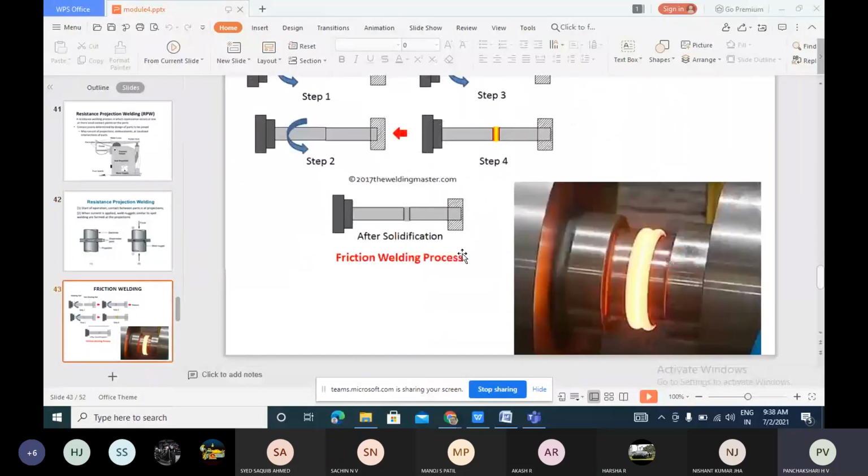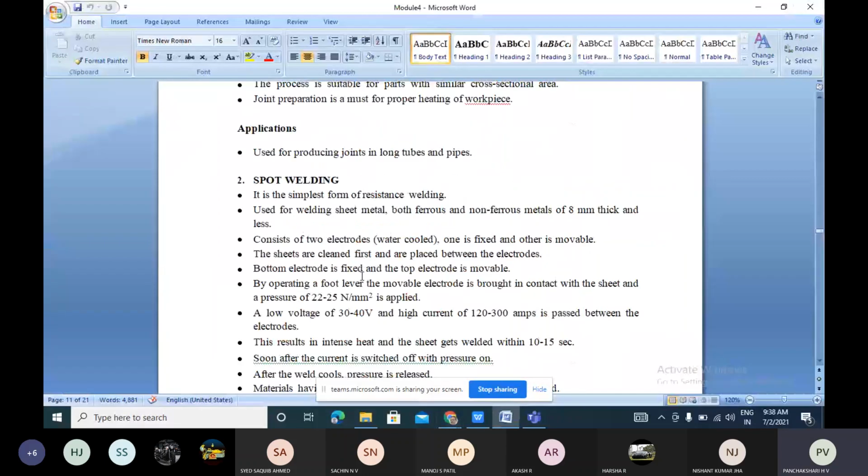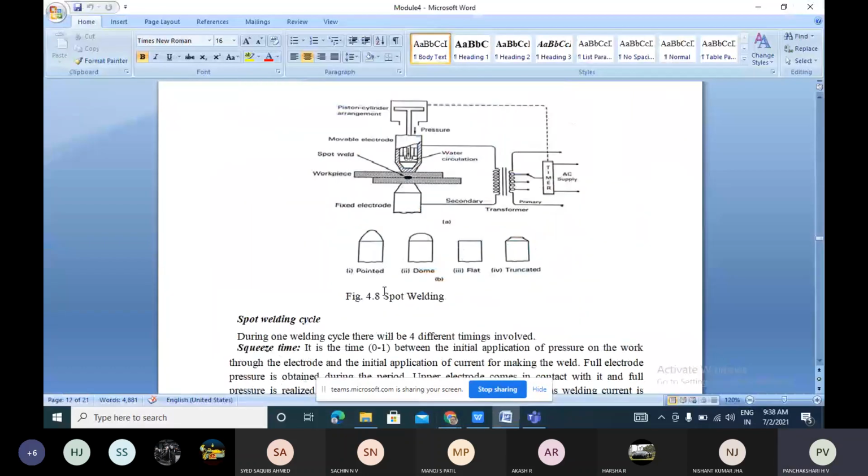So this is about projection welding. See, already we have discussed all these things. These are the notes, and that was the presentation. Both are available in your Microsoft Teams files section. If you go there, all the materials are available.